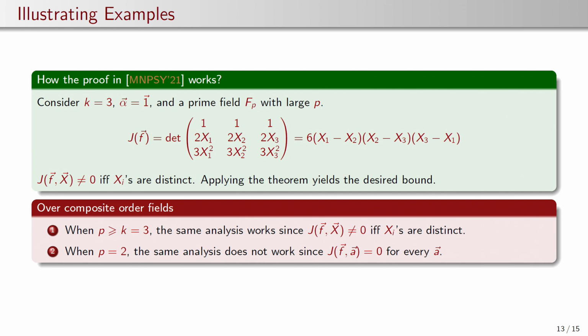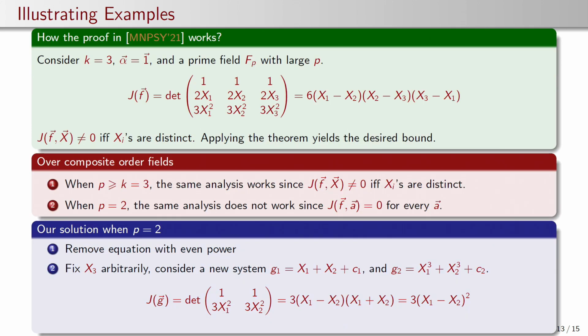And why doesn't it work? Because now you observe that the Jacobian determinant is equal to 0 for every vector a. Over a finite field with characteristic 2, the Jacobian has a factor of 6 there, so it is equal to 0 for every a. So the same idea doesn't work. So how do we overcome this problem?